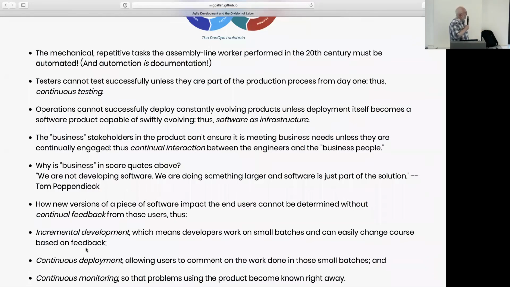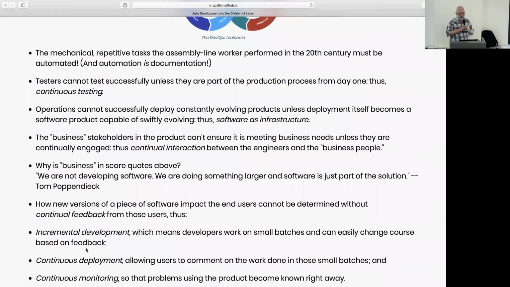So we engage in continuous testing, right? So the testers can come into the process from day one and right from the start can be thinking about what kind of things would most trouble our customers if they went wrong in the software. We're going to keep evolving these products in response to customer needs. We're going to need software as infrastructure so we can rapidly deploy with reliability.